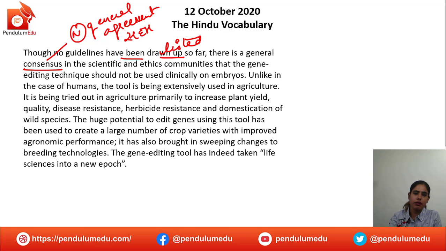सहमति जिसे हम हिंदी में कहते हैं। So एक सहमति in the scientific and ethics communities that the gene editing technique should not be used clinically on embryos. अभी जो embryos पर use नहीं होना चाहिए ऐसा कहा जा रहा है। Unlike in the case of humans, the tool is being extensively used in agriculture.